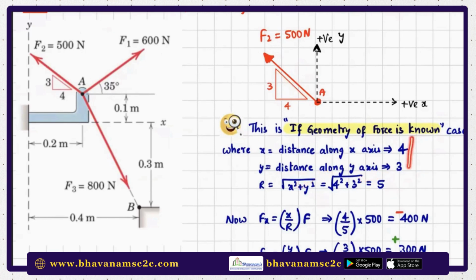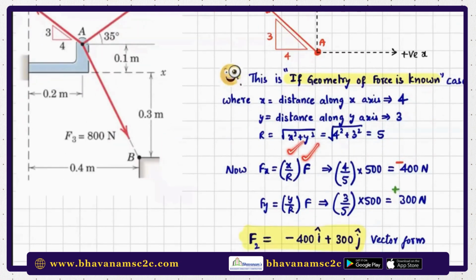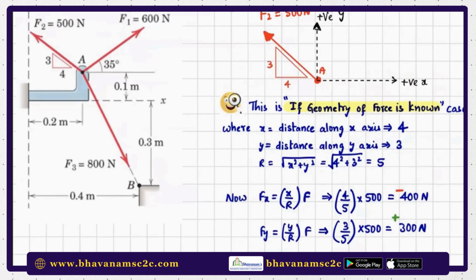Once you got x, y, and R, the formula is simple. F into x by R. So x is 4 by R is 5. So this is 400. Till here, the procedure is same. Procedure is simple. Now, the sign convention, you have to be very careful. What is x component in this direction? It is like this. So it is against the positive x direction. So its sign will be negative here. Remember this. That is the only thing to worry about.